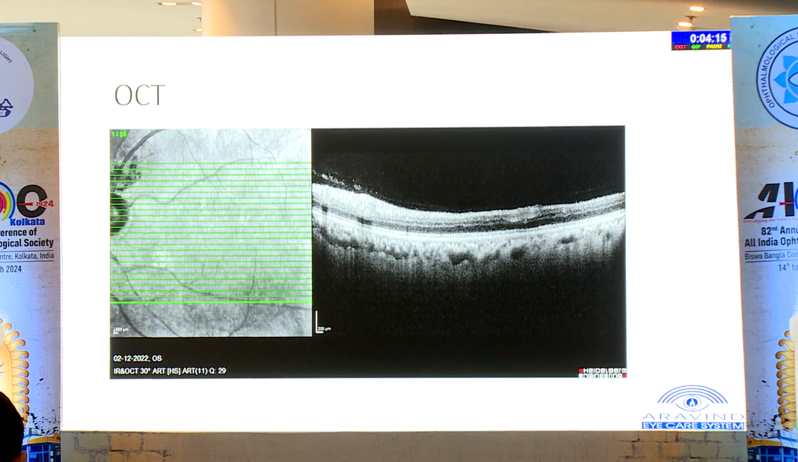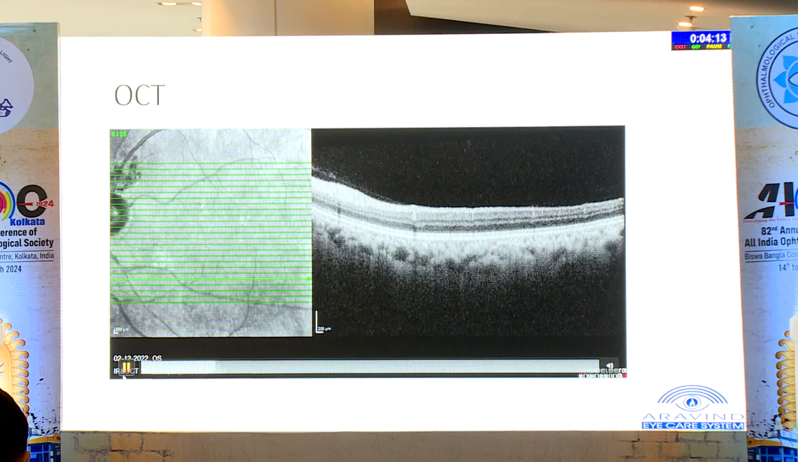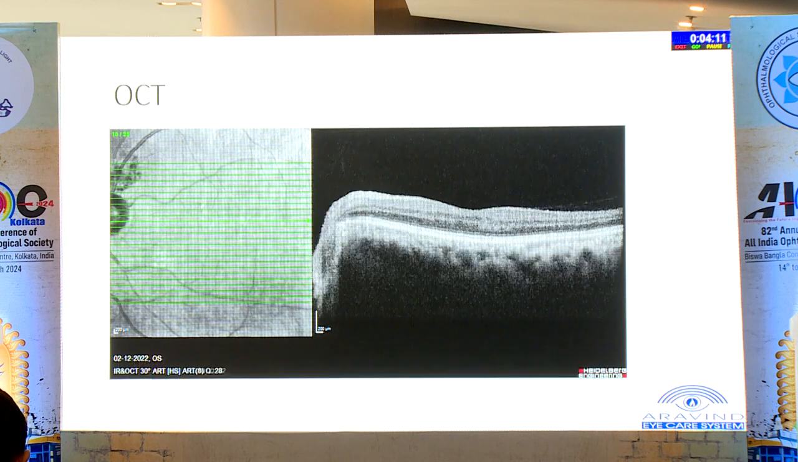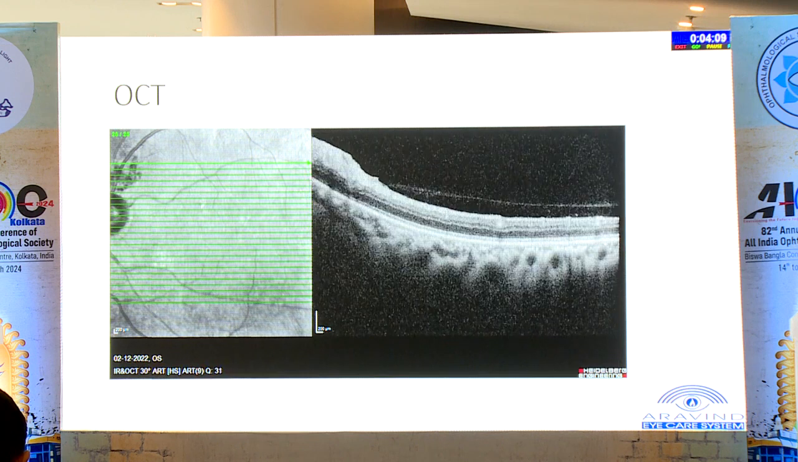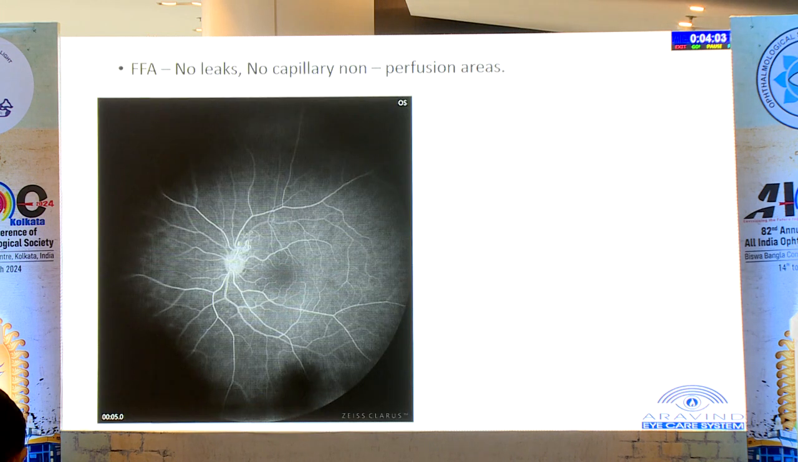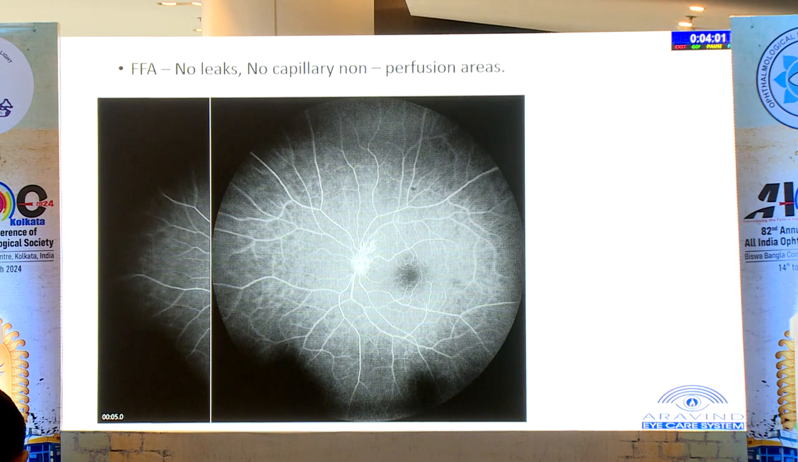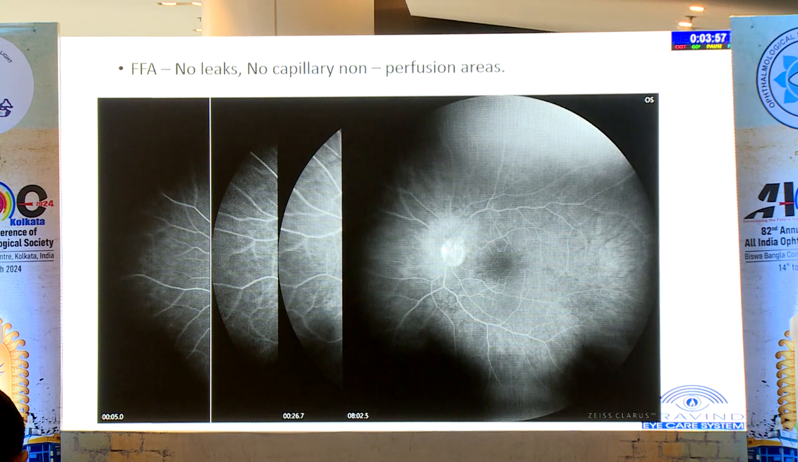This is the OCT of the same patient showing the position of the loops, which is located in the innermost area near the RNFL and vitreoretinal interface. FFA was done for this patient and it was quite unremarkable. There were no late phases of leakage or staining seen.